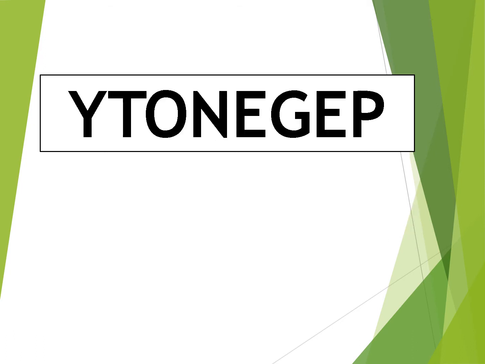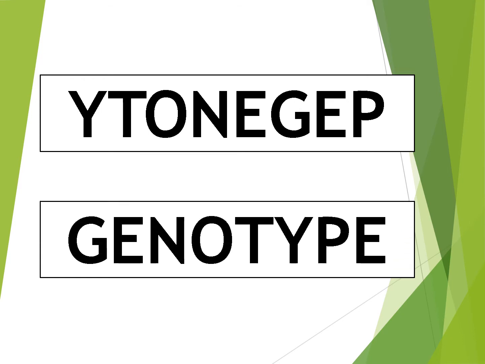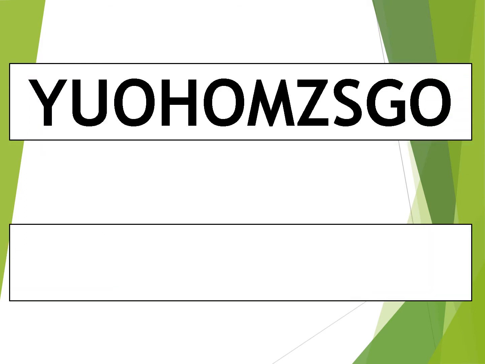How about this set of jumbled letters? What is the word formed with these letters? We have genotype. What do we mean by genotype? Again, a genotype is the allele combination for a trait. It is represented by two letters. Moving forward, we have the next set of jumbled letters.